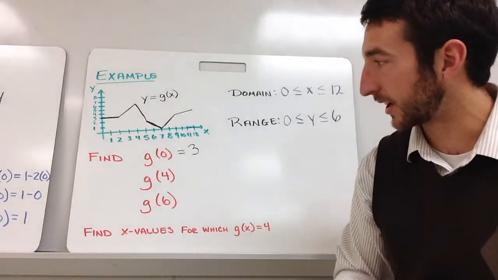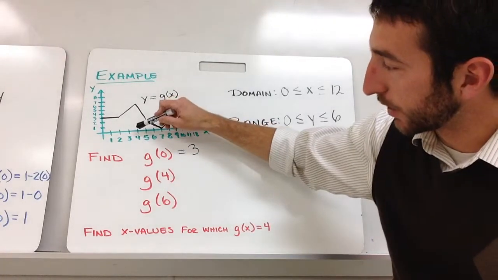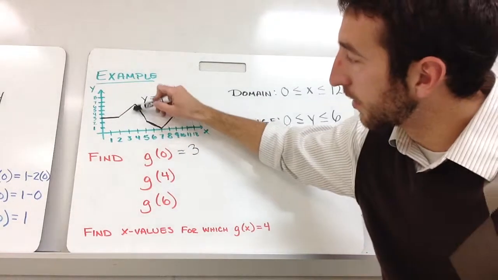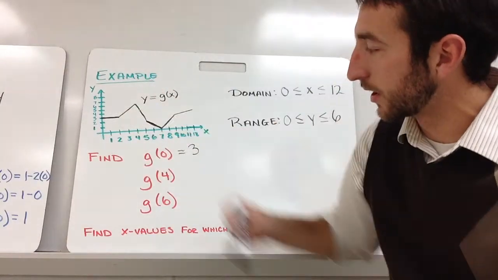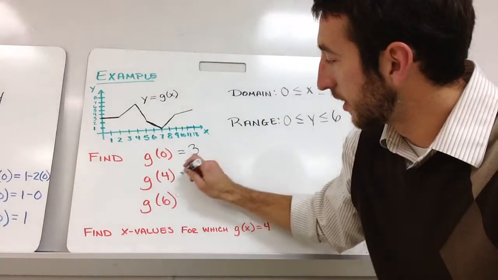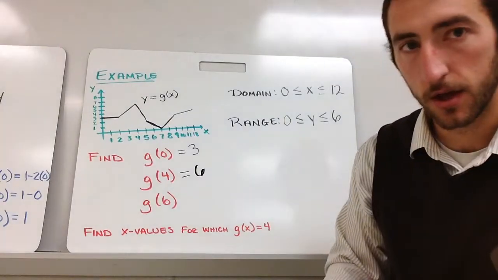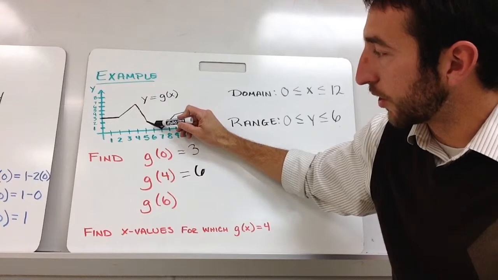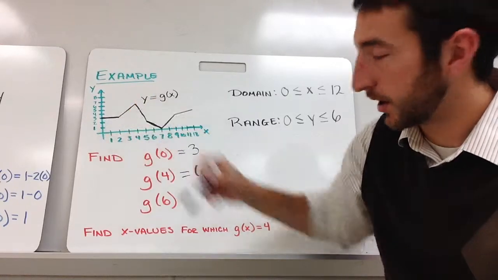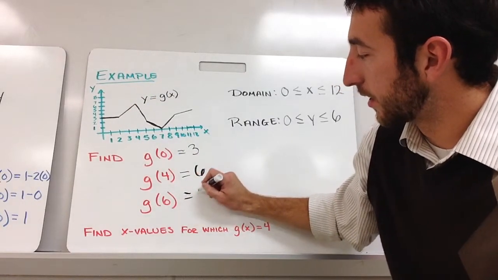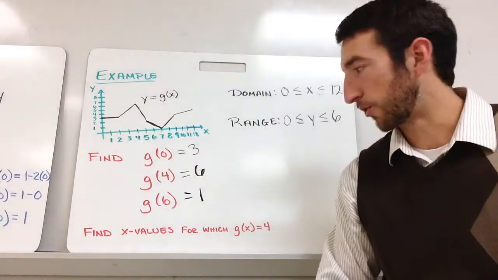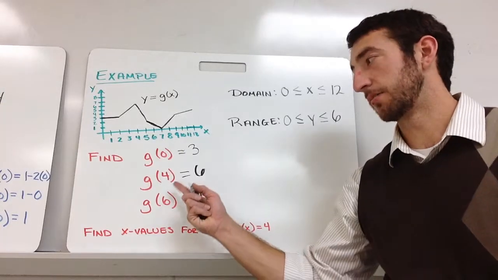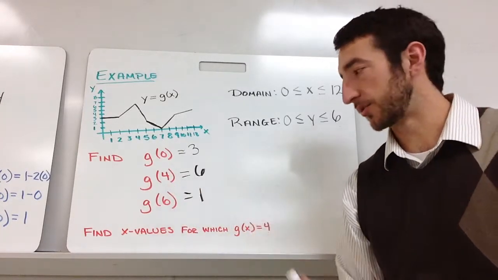Okay, do the same thing for g of 4. So I'm going to go to where my x is equal to 4. That's right here. I'm going to go up, hit my graph. Looks like it hits about right there. Go over. That's going to be 6. And then g of 6, go over here to where 6 is, go up, hit my graph, go over to my output, and that's going to be equal to 1. So that one's pretty straightforward. Anytime, the number that's inside the parentheses represents the x. It's not multiplication, it's just saying what the x value is.